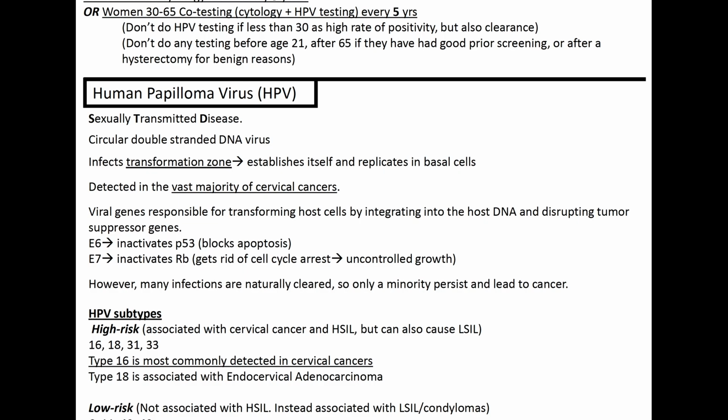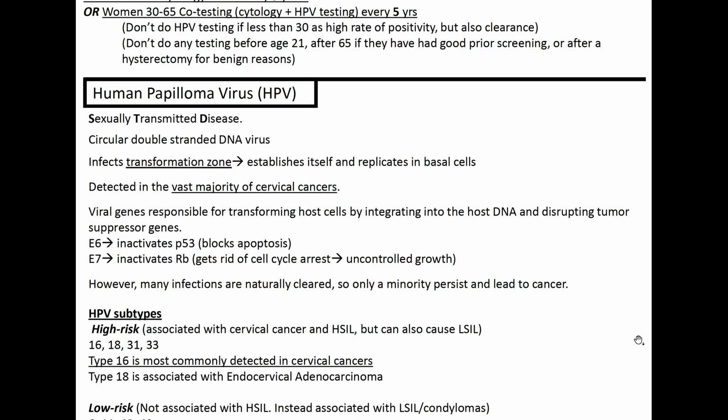So the center focus organism when you're thinking of Pap smears, and what we're doing when we're doing a Pap smear, is we're looking for dysplasia or what could potentially be cancer at some point. And we're thinking mostly about HPV, right? Human papillomavirus, which is an STD with a circular double-stranded DNA virus. HPV is going to infect the transformation zone, and it establishes itself and replicates in the basal cells in particular. And it's detected in the vast majority of cervical cancers.